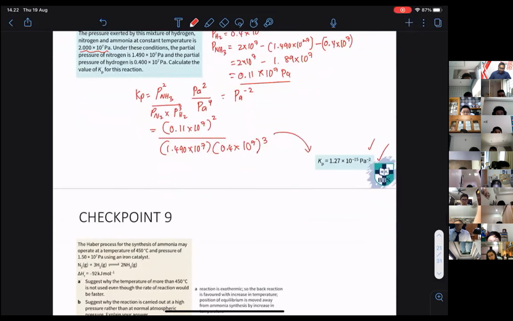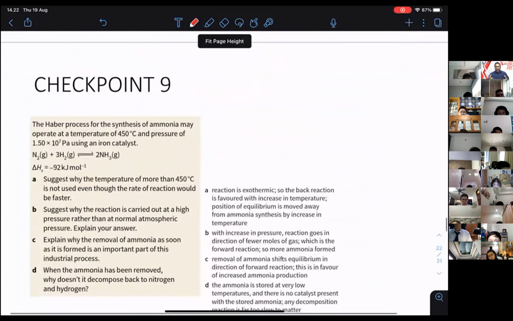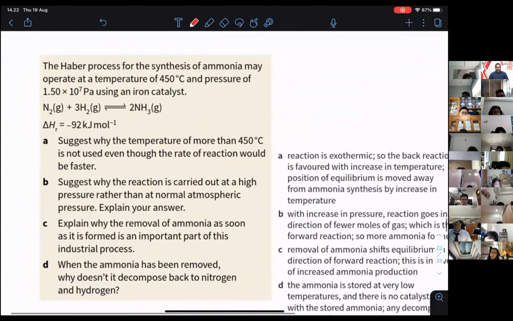Now if you look at checkpoint number 9, some of the questions will relate to the contact process or the Haber process. If they relate to that, how to answer? You see something like this. You should know the Haber process is going to be 450 degrees Celsius, and then they use this pressure and so on.